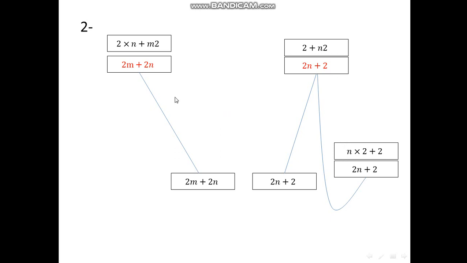So you have to first simplify the expression, writing it according to the correct rules, before you find the matching box. You have to write them according to the correct rules before you find the matching box. So please try again to do the other boxes.